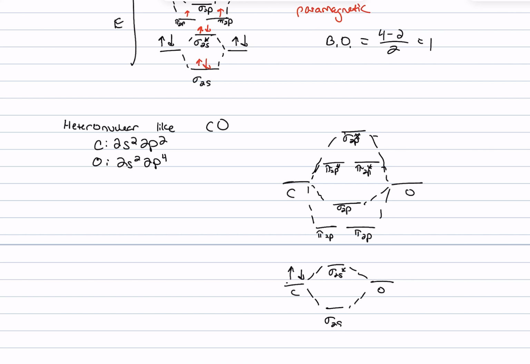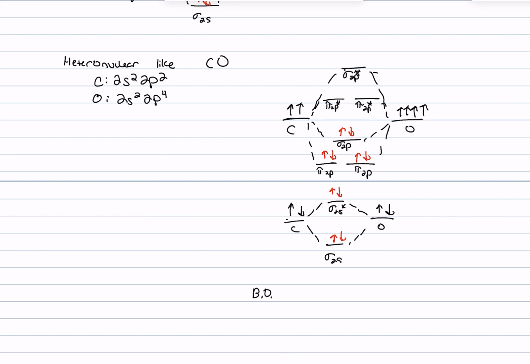So for S, both C and O have 2, but for the p orbital, C has 2 and O has 4. And so for the s orbital, both the sigma 2s and sigma 2s star are filled with 2 electrons. And then for p, pi 2p, pi 2p, and sigma 2p are all filled with 2 electrons each. And so our bond order would be 8 minus 2 over 2, and so that's equal to 3. And because all of the electrons are paired, this makes it diamagnetic.